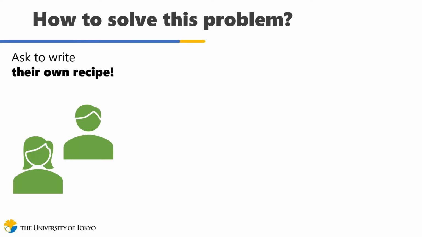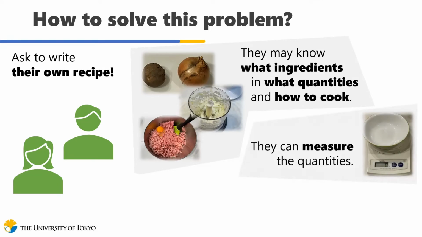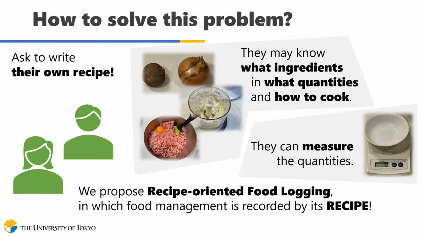They may know what ingredients, in what quantities, and how to cook the dish. If they don't know, they can measure the amount of ingredients when they cook it. Therefore, we propose a recipe-oriented food logging method, in which food management is not recorded by the name of the dish, but by its recipe.